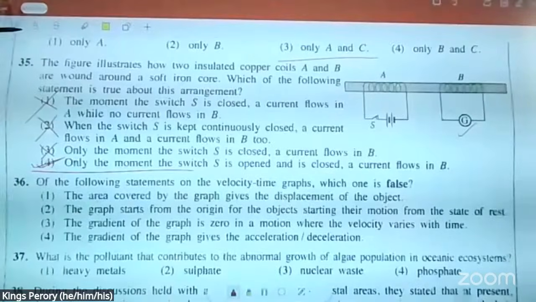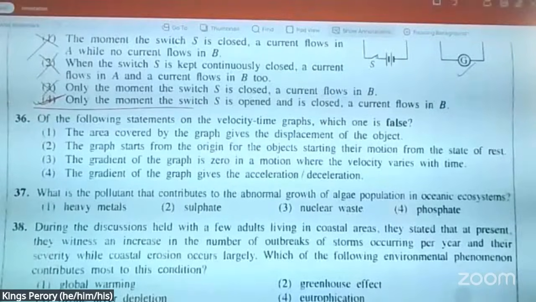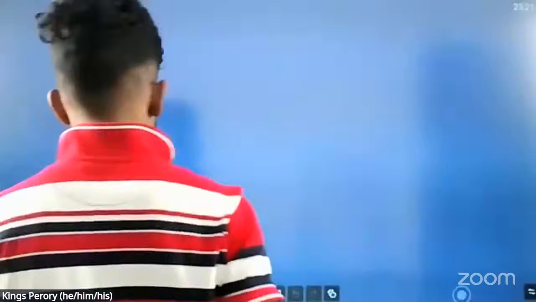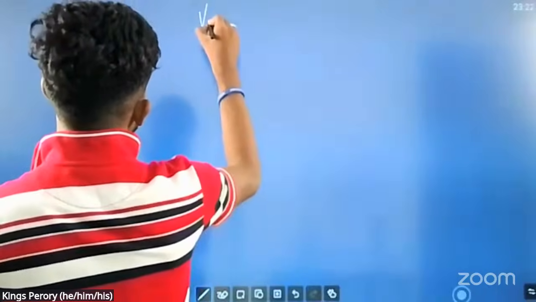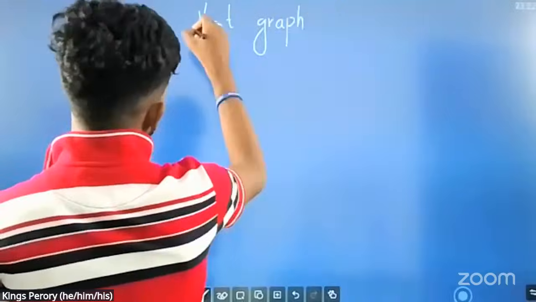That's a bit of a tough question. Question 36. Of the following statements on VT graph, which one is false? Which one is false? VT graph, velocity time graph. We'll do a quick analysis on VT graph.